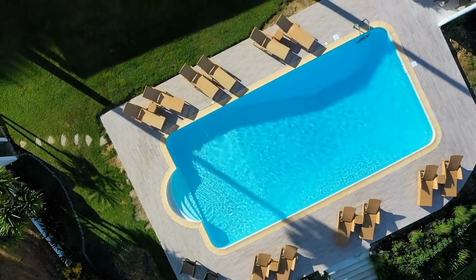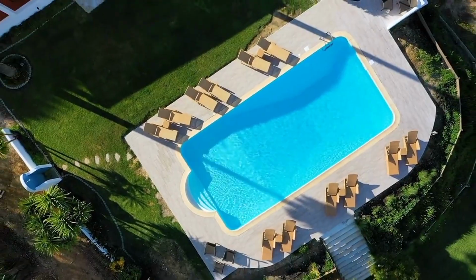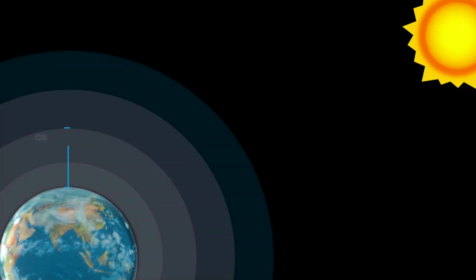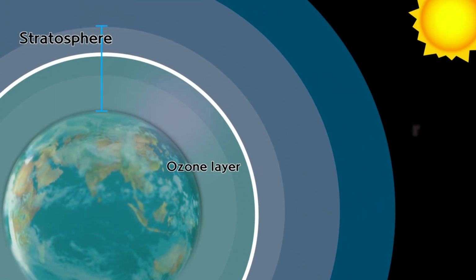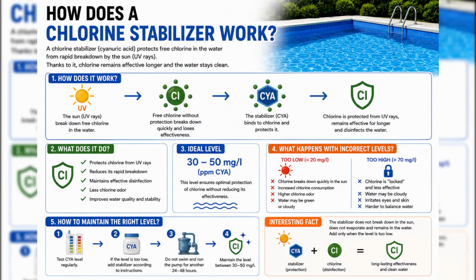Outdoor pools have another major enemy: sunlight. Ultraviolet radiation from the sun can break down free chlorine surprisingly quickly. For this reason, many outdoor chlorinated pools use cyanuric acid, commonly known as chlorine stabilizer. It helps protect chlorine from rapid destruction by sunlight. But once again, more is not always better. If the stabilizer concentration becomes too high, chlorine becomes less effective at disinfecting the water under typical conditions. This is why proper pool maintenance is based on measurement, not simply on how clear the water looks.